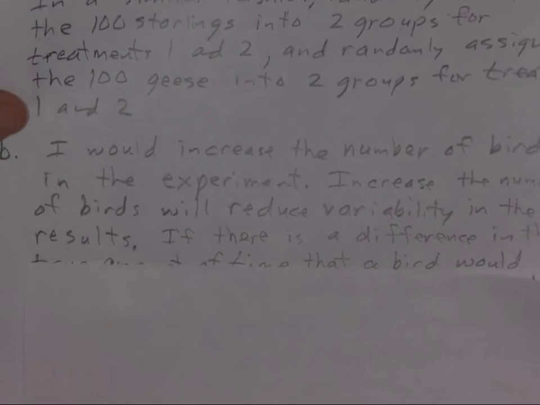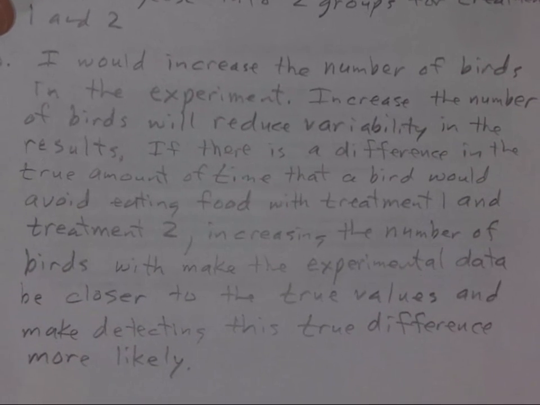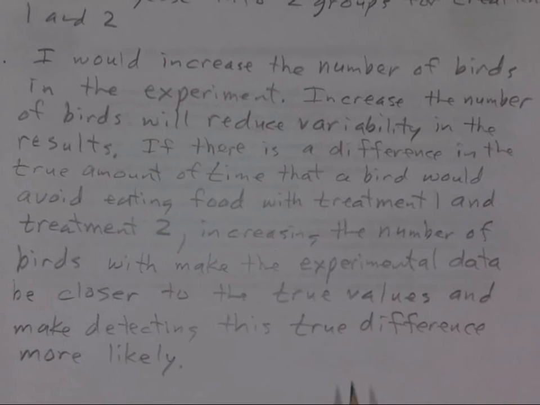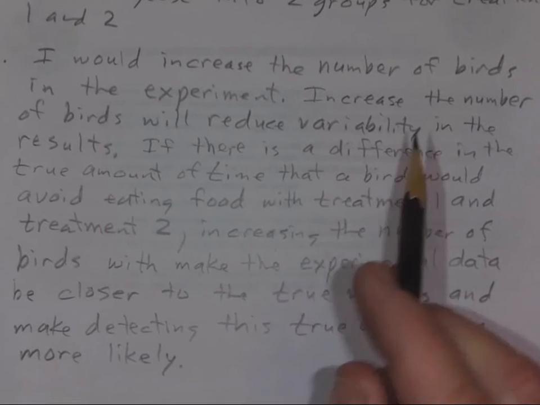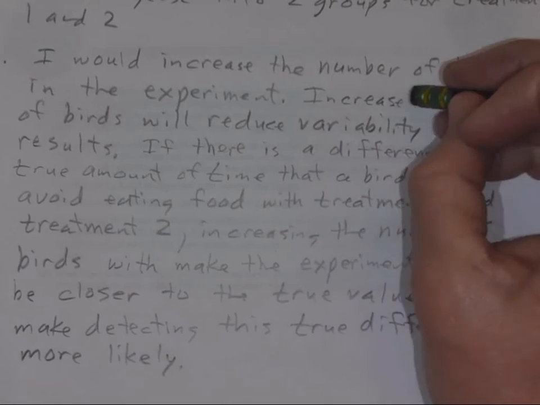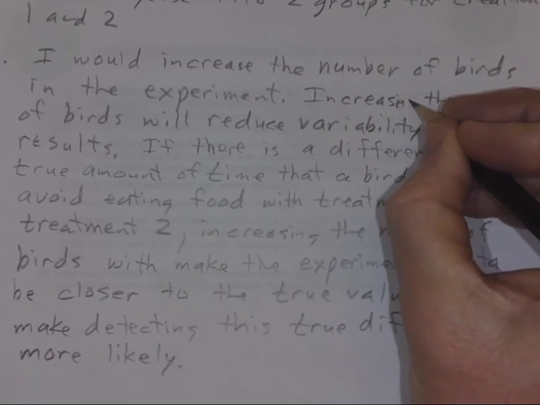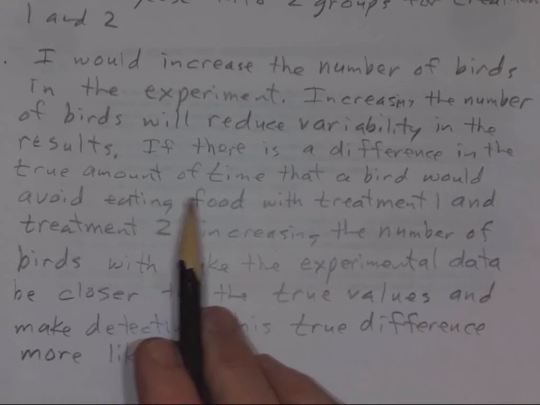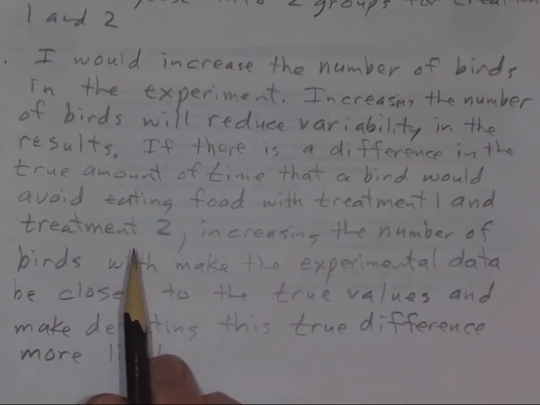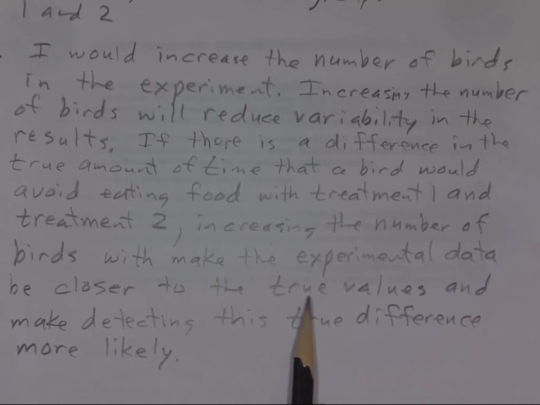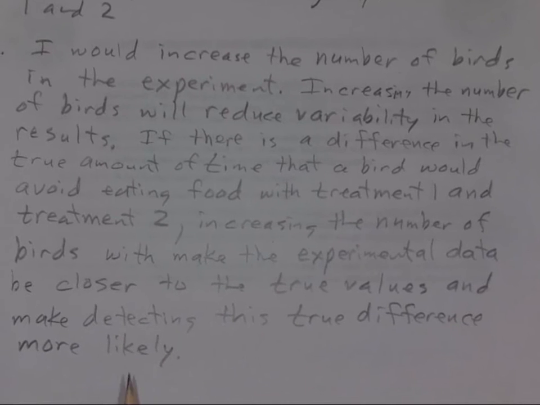So let me show you what I said in regards to that. I said I would increase the number of birds in the experiment. By the way, increasing sample size here, you could have said that, I guess, but the main thing is to increase the number of birds. Increasing the number of birds will reduce the variability in the results. If there is a difference in the true amount of time that a bird would avoid eating food with treatment 1 or treatment 2, increasing the number of birds will make the experimental data closer to the true values and make detecting this true difference more likely.